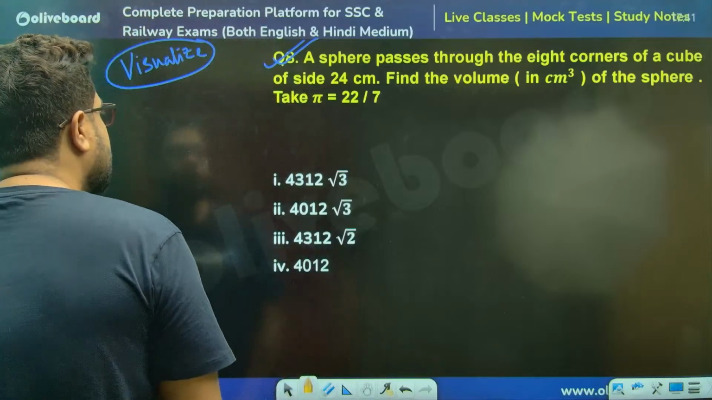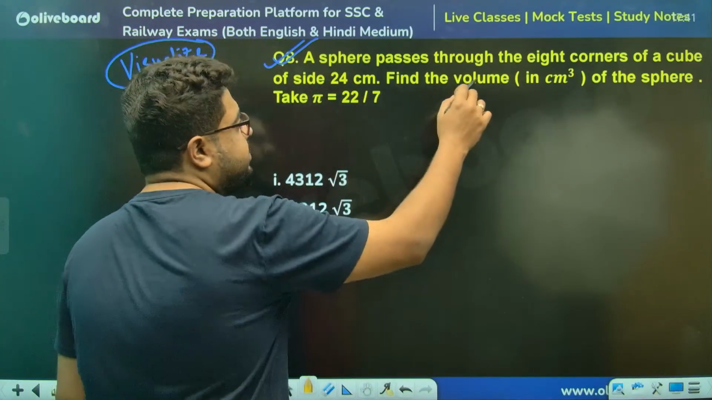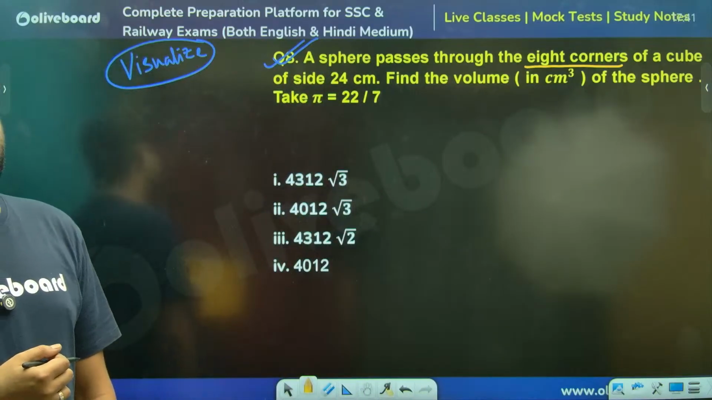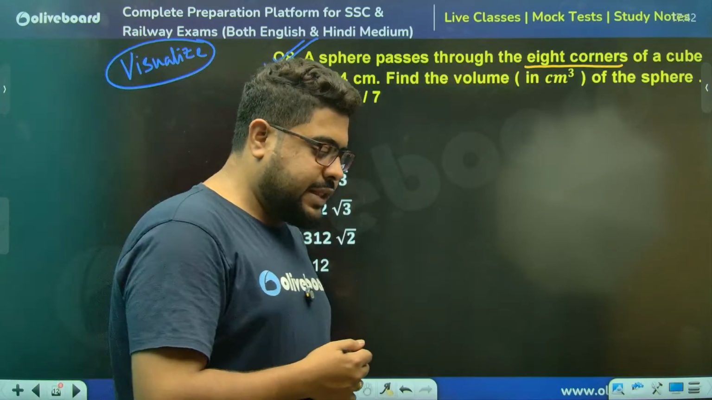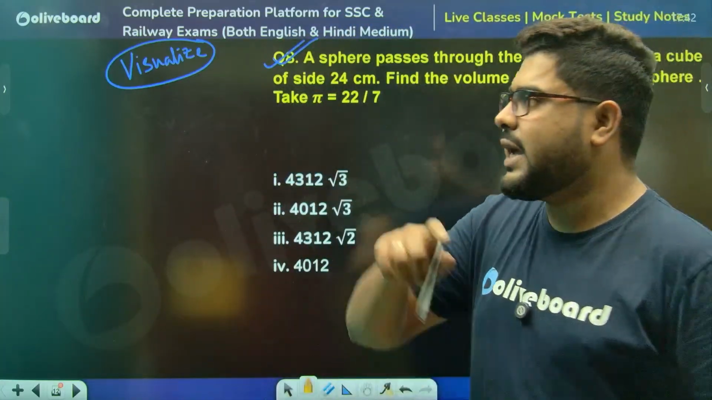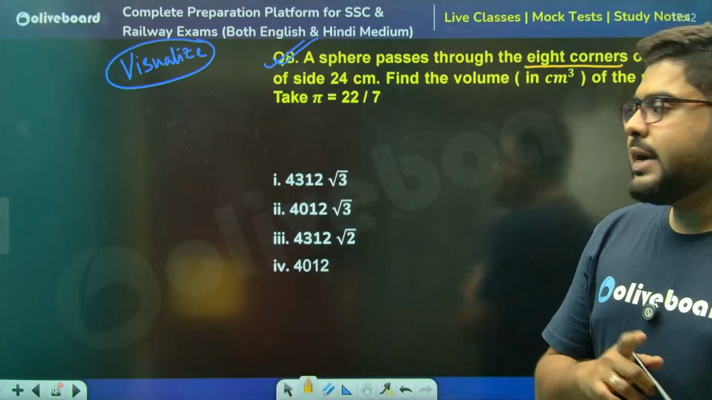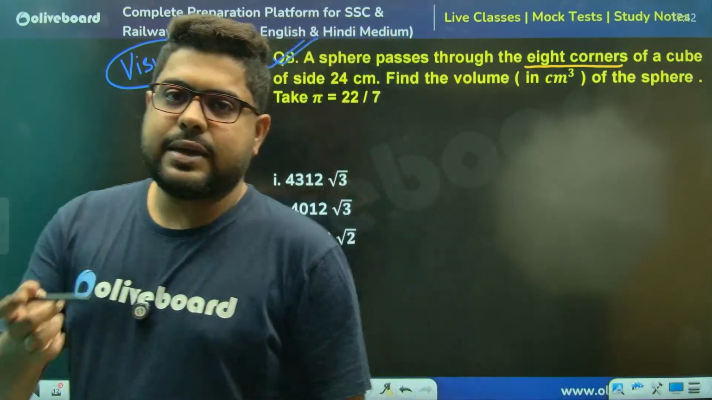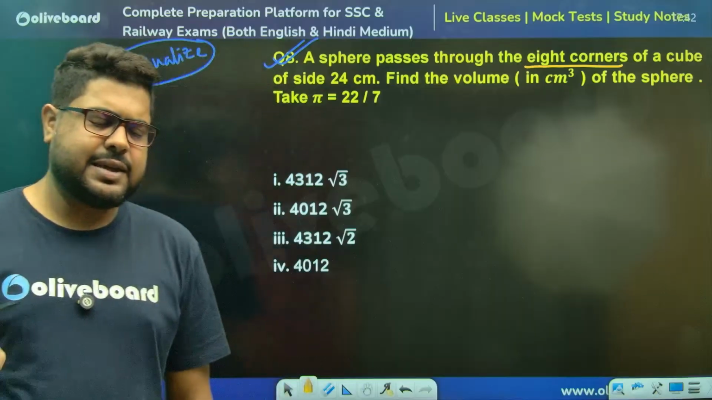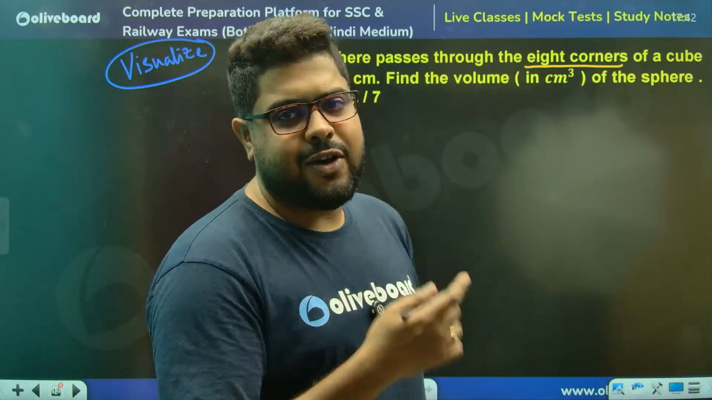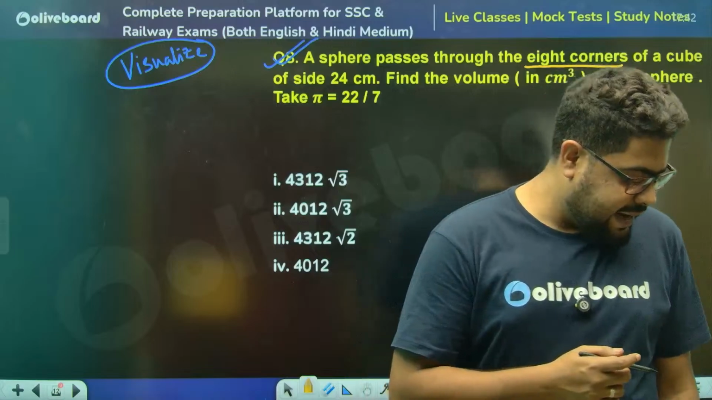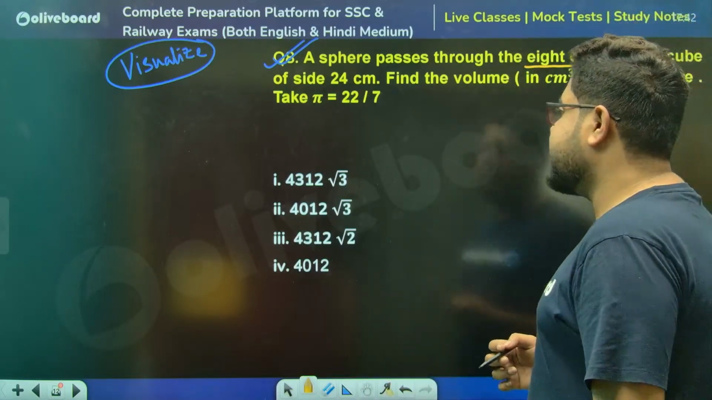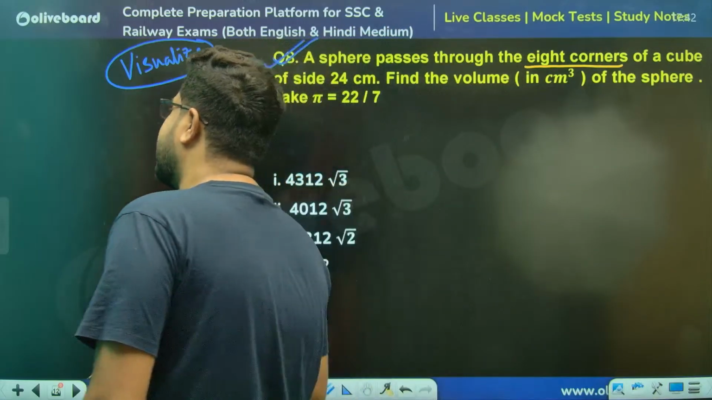Think, sir. If a sphere passes through 8 corners, what will be the diameter? What will be the relation between the diameter of the sphere and the side of the cube or the diagonal of the cube? Anything, any idea on this? Abhijit, any idea, brother? Can you guys give me any idea on that?